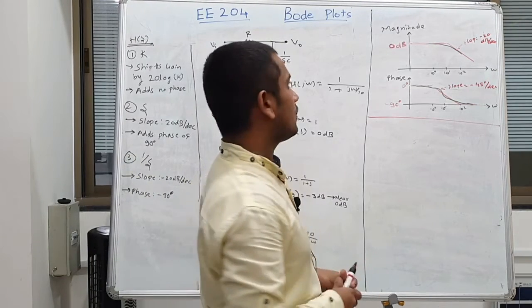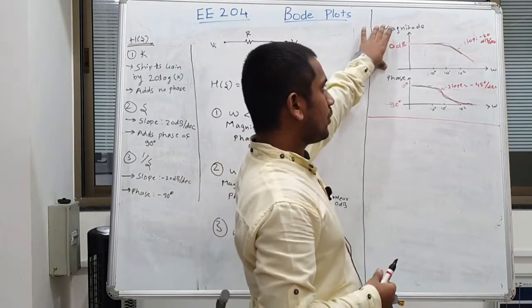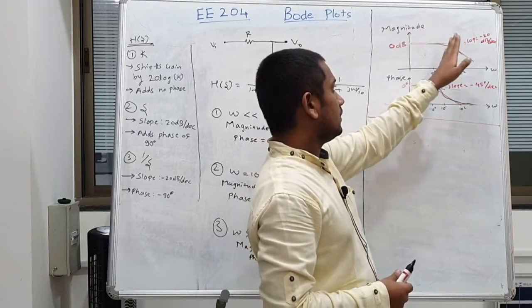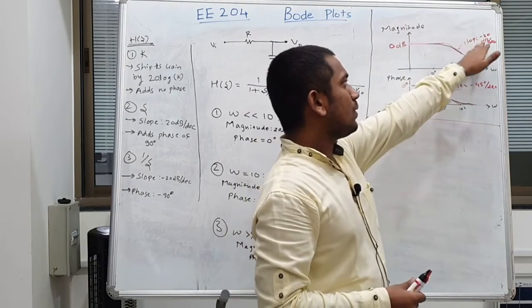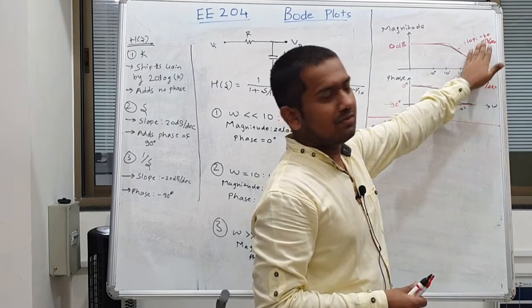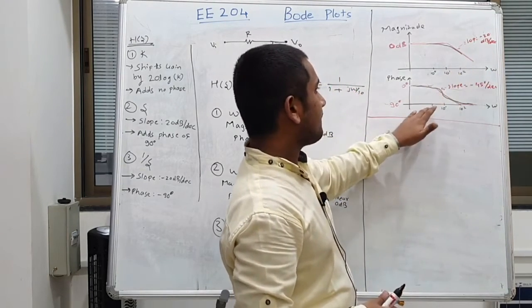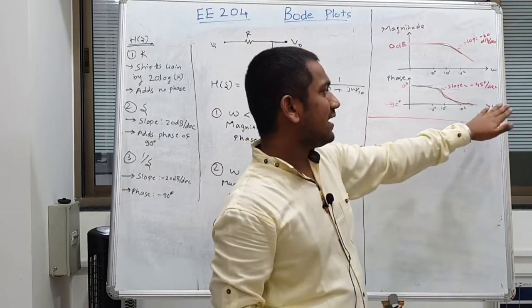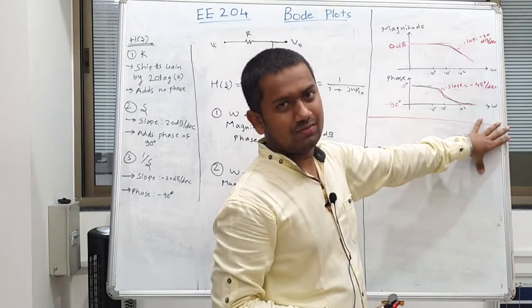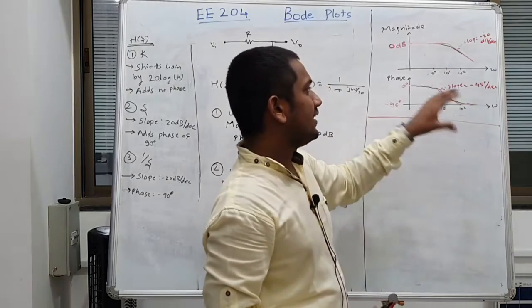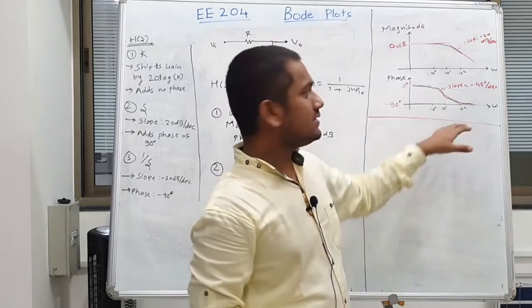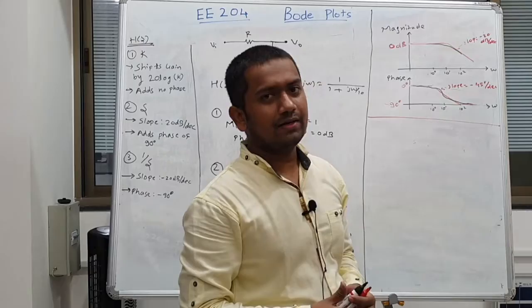The two insights we got from here are, in the magnitude plot, the pole adds a slope of minus 20 dB per decade at its frequency, and it gives a phase shift of minus 90 degree at higher frequencies, while the slope of degradation near the pole frequency is minus 45 degree per decade.